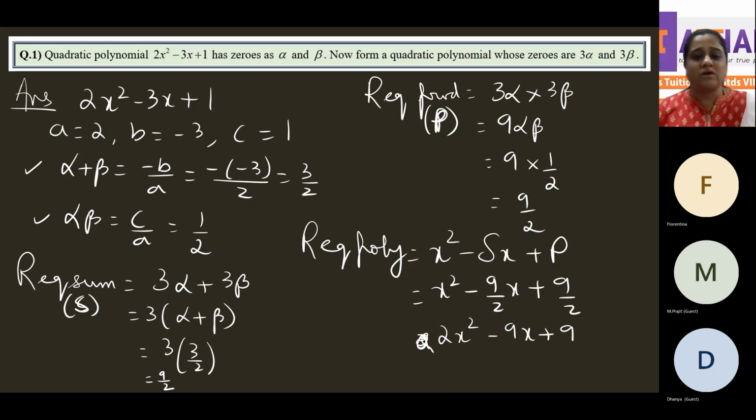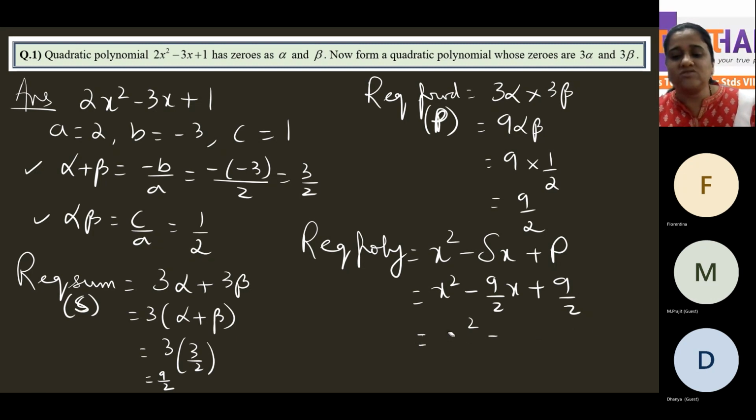Now consider the polynomial x square minus sum of the zeros into x, so x square minus Sx plus P, capital S and capital P. Substitute the values. Now this one you can multiply by any non-zero real number. So you can multiply this by 2. Then you will get x square minus 9 by 2 x plus 9 by 2. Let me explain this alone. You can stop here, children, or you can multiply this one by 2 throughout.